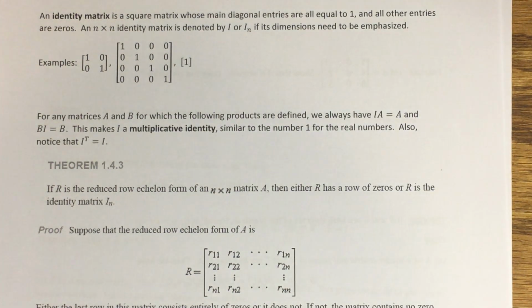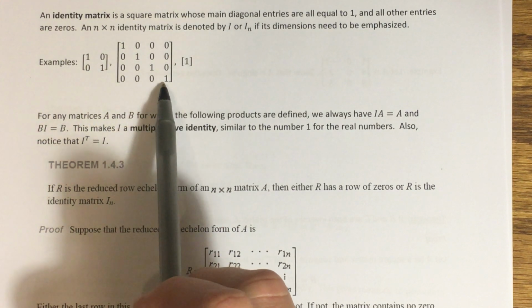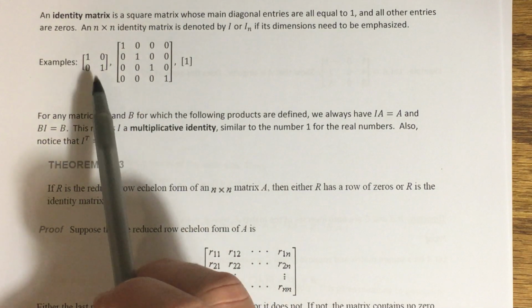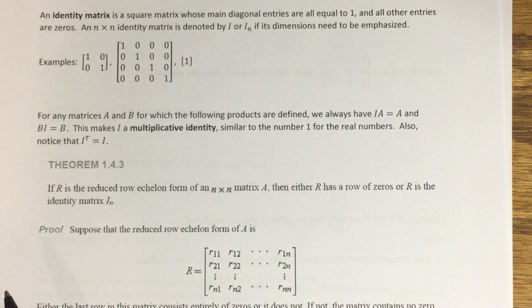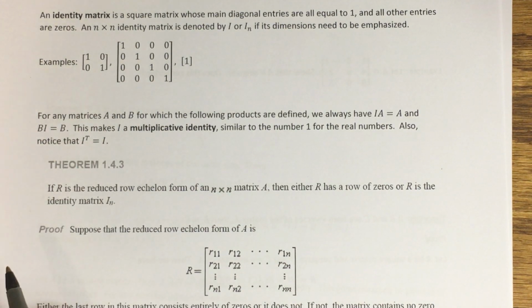All right, next up what we want to talk about is the identity matrix. An identity matrix is a square matrix, all of whose main diagonal entries are ones, and all of its other entries are zeros. So here's a few examples of identity matrices. They have to be square and they have to fit that criteria.